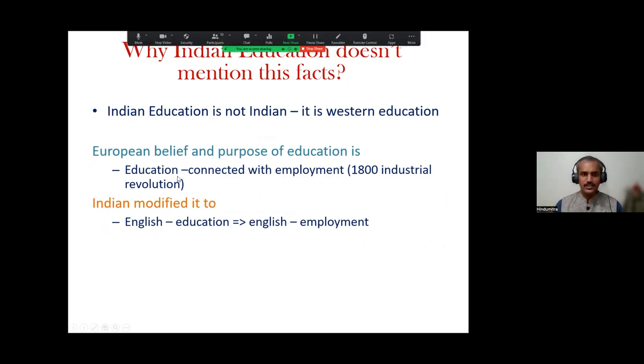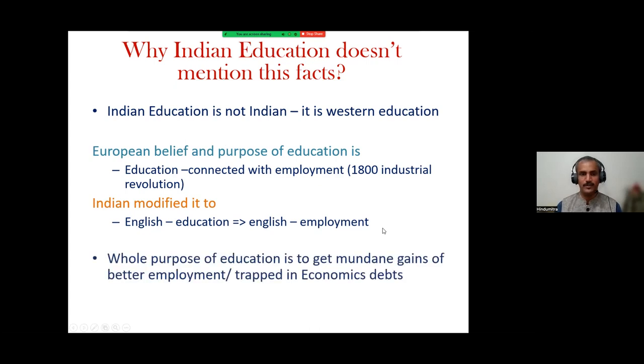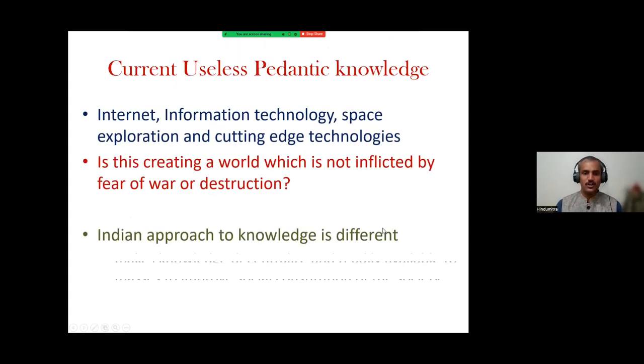Here, the point is education: Western education and Indian education are different. The Western education system was mainly to employ people so that they could be part of the industrial revolution. Indians modified it so that you have to know English, then you're educated, and that leads to employment.